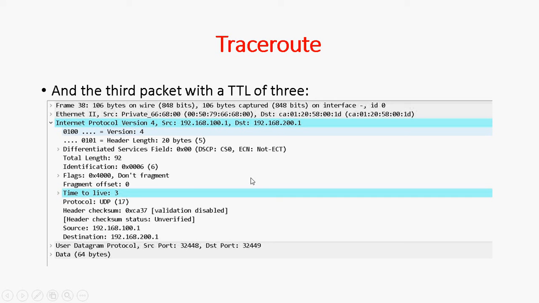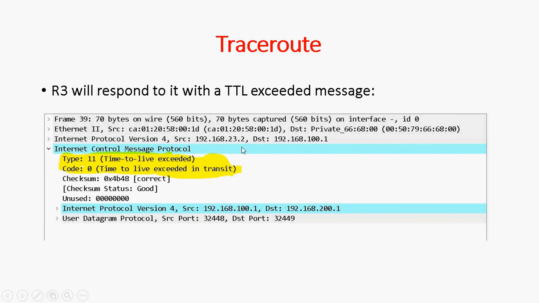Now again PC1 tries to send another IP packet. Now the TTL value is set to 3. This is the PC1 source IP and this is PC2 as the destination IP. Now 192.168.23.2, this is the R3 router. R3 tries to forward to R4. Before forwarding, it reduces the TTL value by 1, so now the TTL value is 0. Immediately the R3 router drops that packet and sends a time to live exceeded message to PC1. This is the PC1 IP address.